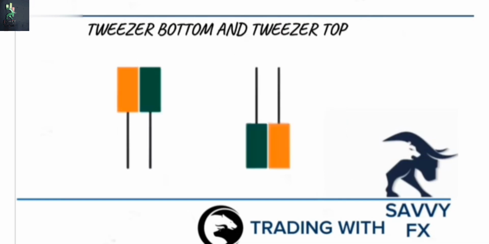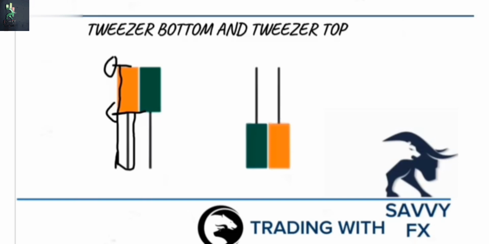Tweezer bottom and tweezer top. A tweezer bottom is a strong pattern because it shows rejections of lower prices twice. First, there is a rejection, and then a second rejection. If you look at the price action, here's what happens. The price opened here, and at one point, the sellers pushed the price all the way lower. Then, the buyers pushed the price higher, closing here.